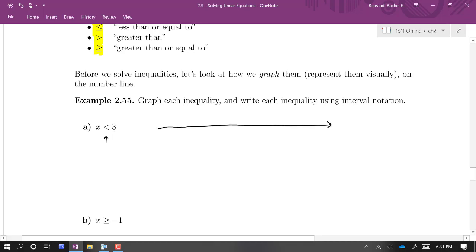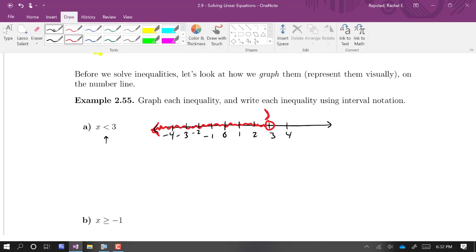And if we write out a number line, so less than 3 means that it's all these numbers to the left of 3. But we cannot include 3, and I'm going to indicate that by drawing an open circle. Some people might use soft parentheses, curved parentheses there instead. It means the same thing. So there it is, graphed on the number line, and then it says, and write each inequality using interval notation.